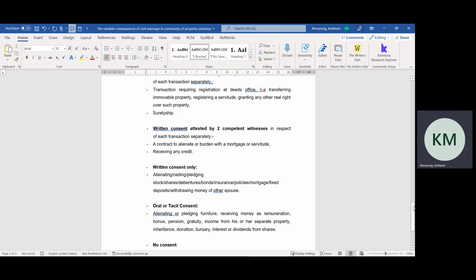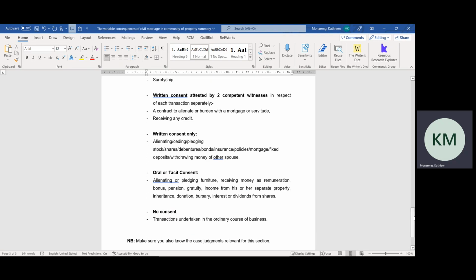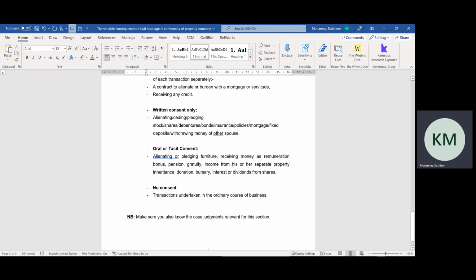In other words, if there's an immovable property and one spouse wants to sell it, the immovable property cannot be sold without the consent of the other spouse. And then written consent is also needed when you take credit from the bank or from creditors. Oral or tacit consent is required when you are alienating movable assets like furniture, receiving money, and all of that.